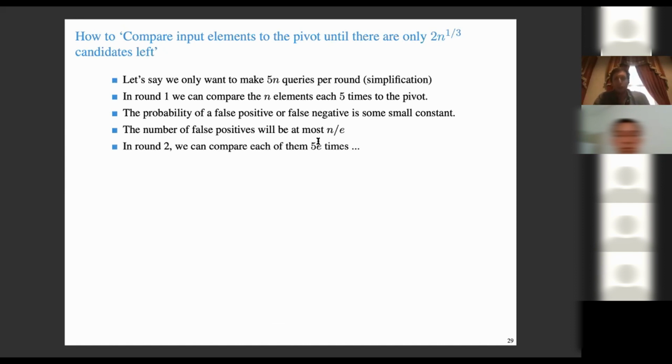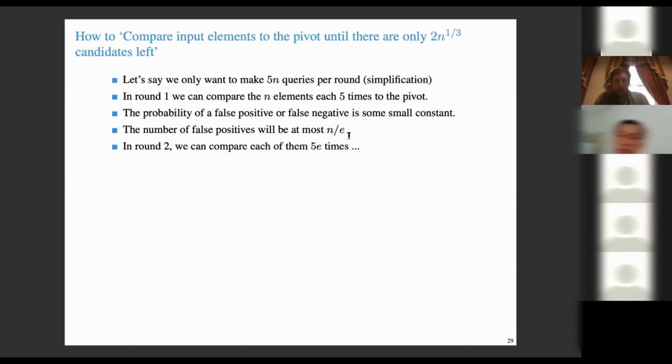Okay, but the cool thing is now in round 2, we actually are left with way fewer papers, right? We started out with n papers and now we have n over e papers. And since we have this fixed budget of 5n, what this means is we can now compare each paper way more often. Instead of just 5 times, we can compare it 5 times e times, just because we have this fixed budget. So this just comes from this old wisdom that if you have some cake and you share it with a number of people, then everyone gets, let's say, 1 slice. But if you have half as many people, then everyone gets twice as many slices.